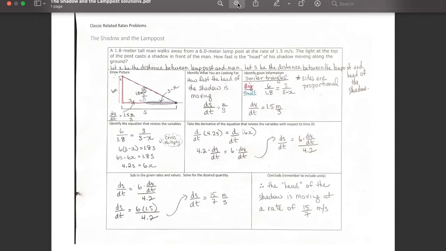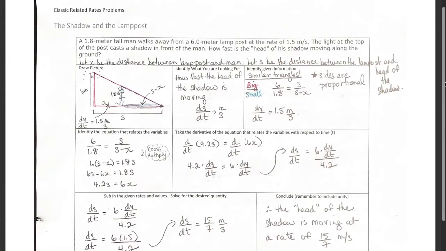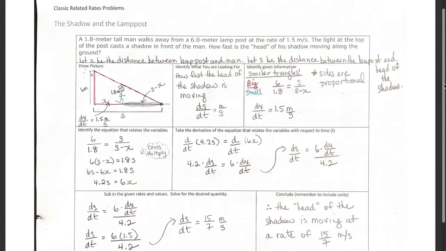Okay, so next we have a common type of related rates problem that has to do with the movement of shadows. So I'll read you the question first, and then we'll talk about how we come up with the picture, and then how we are going to connect the values so that we can use related rates to help us solve the problem. So we have a 1.8 meter tall man.